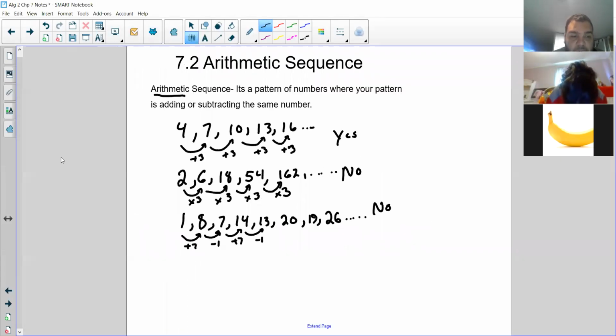I'm just going to recap for the recording. I apologize. So this is an arithmetic sequence. An arithmetic sequence is a pattern where you're always adding or subtracting the same number. So this one, the one on top, is an arithmetic sequence, but these two are not, because this one is a multiplication and this one's adding or subtracting.